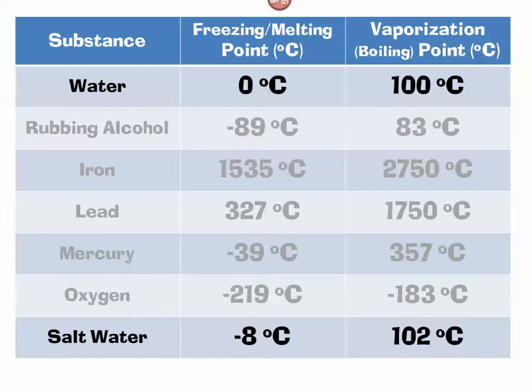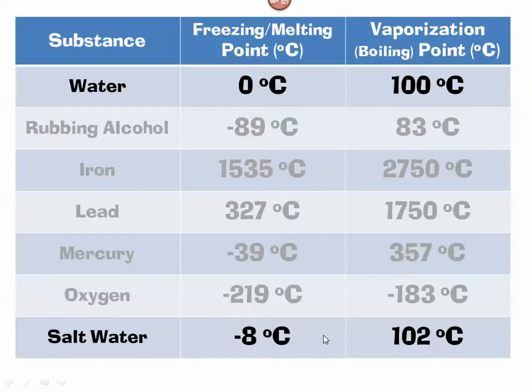Here's one last one just to take a look at. Here's salt water. Now it kind of depends on how much salt you have in the water, but if you've got some just salty water, what it does is actually raise the boiling point a little bit above 100 degrees Celsius, and actually lower the freezing or melting point to negative 8 Celsius. So in other words, salt water can actually be below 0 degrees Celsius, and it still will be a liquid.